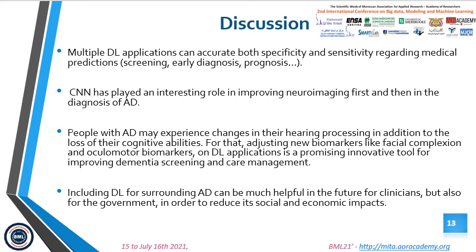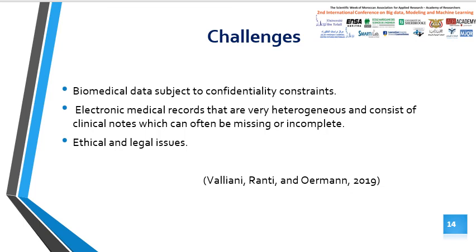Including deep learning for surrounding Alzheimer's disease can be very helpful in the future for clinicians but also for the government in order to reduce its social and economic impacts. Nevertheless, these applications face many challenges such as biomedical data subject to confidentiality constraints, electronic medical records that are very heterogeneous and consist of clinical notes which can often be missing or incomplete, and other issues such as ethical and legal ones.